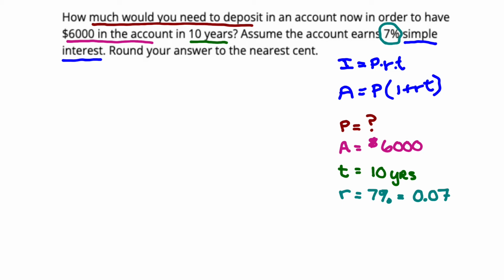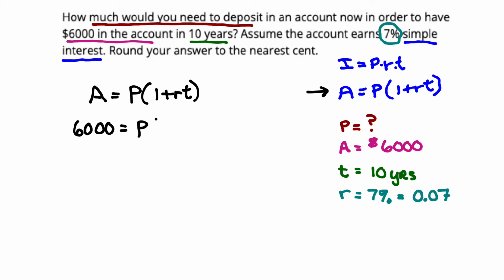Which of the two formulas is going to be the better one to choose? Well, hopefully you agree with me that the second formula, which involves A, P, R, and T, is the one that's going to fit our bill. Let's take that formula. Future amount equals principal times (1 plus RT). And let's substitute in the information that's given to us. In place of A, we're going to put 6,000. P, we don't know, so we're going to leave that as a variable. R, we do know, and that's 0.07. And we do know T, and that's 10.